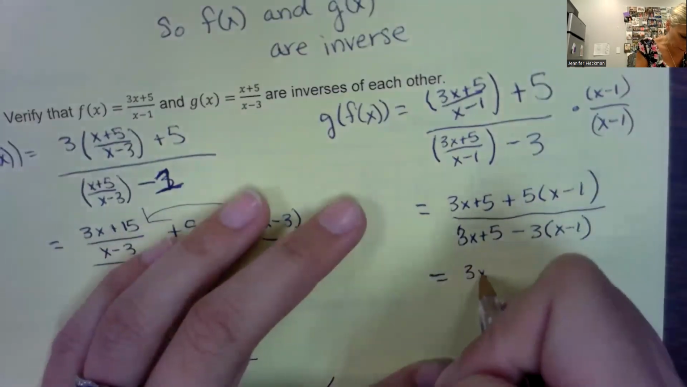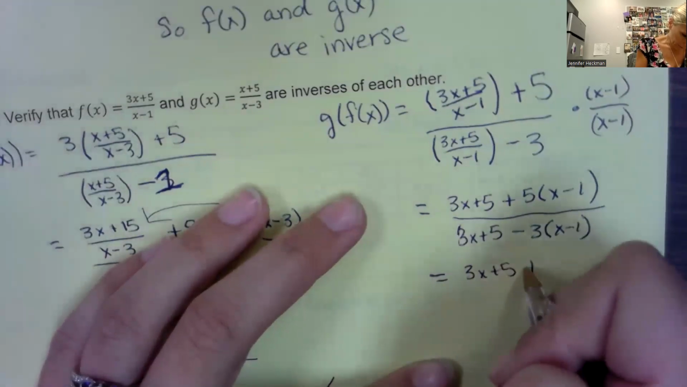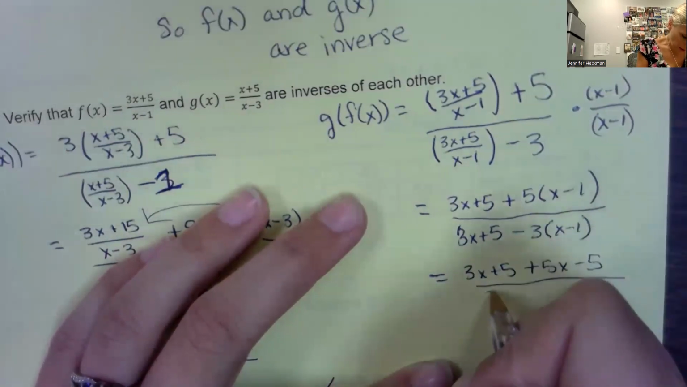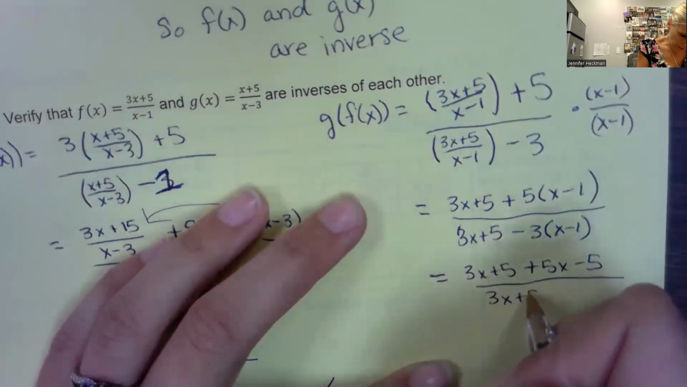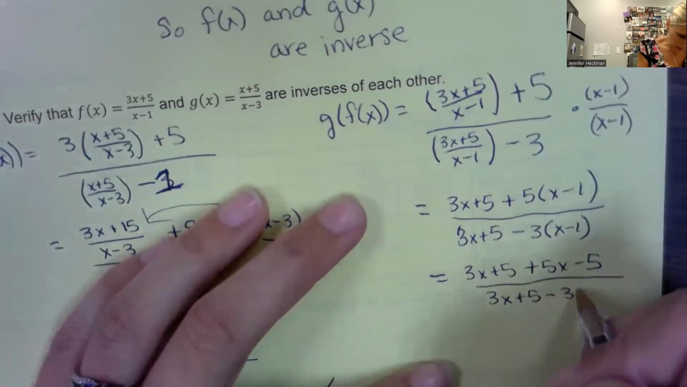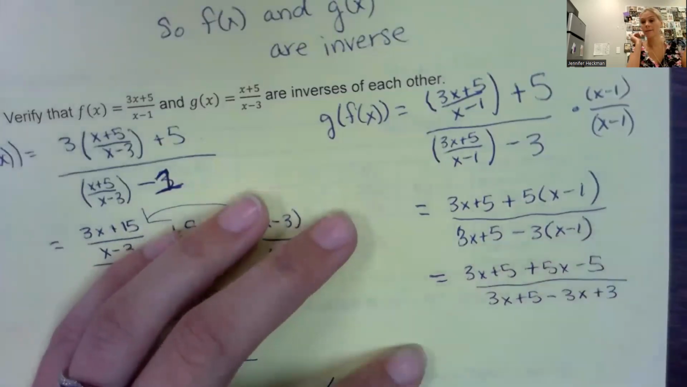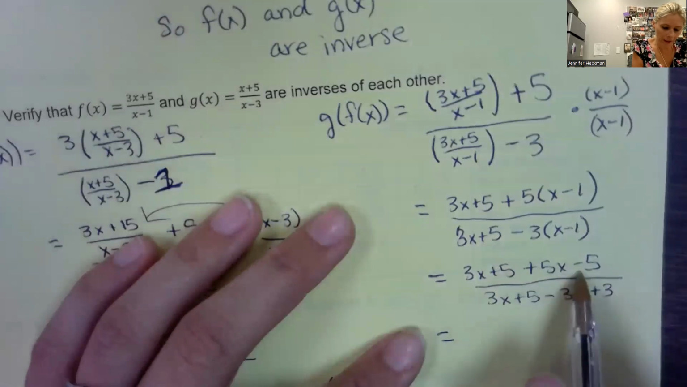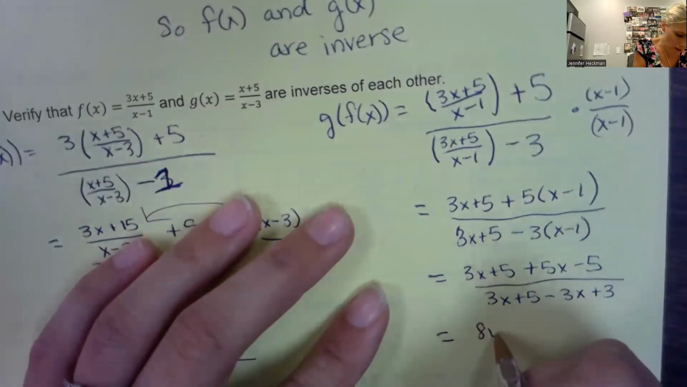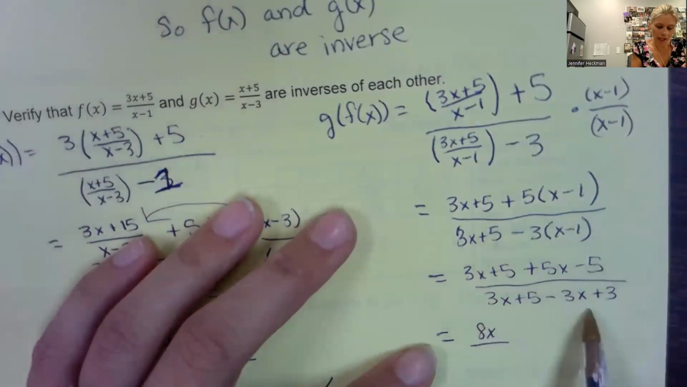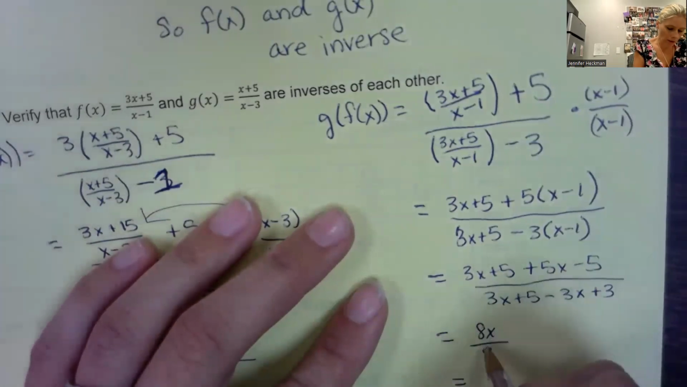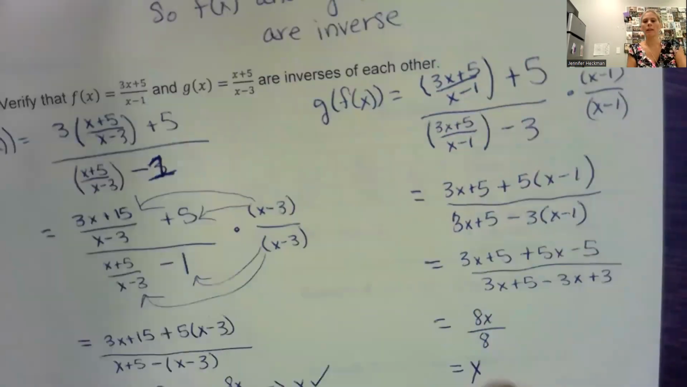All right, let's distribute that negative 3 and that 5. So 3x plus 5 plus 5x minus 5 all over 3x plus 5 minus 3x plus 3. Right, a negative times a negative is a positive. On top, our 5s cancel, leaving us with 8x all over. On the bottom, our 3x's cancel. 5 plus 3 is 8. And again, 8 over 8 is 1, so we're left with x.